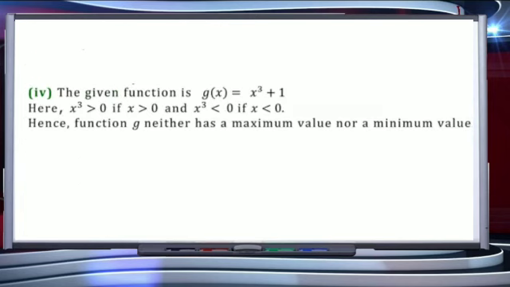Now the last, that is the fourth part of question number 1: g(x) is given by x cube plus 1. Students, x cube can give a negative value for a negative number and a positive value for a positive number. So it can go to plus infinity and to minus infinity. This implies my function g(x) will neither have a maximum value nor a minimum value.